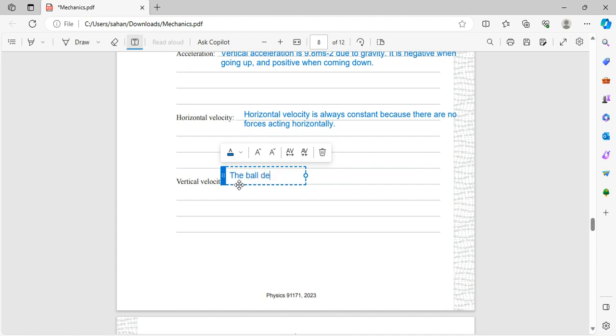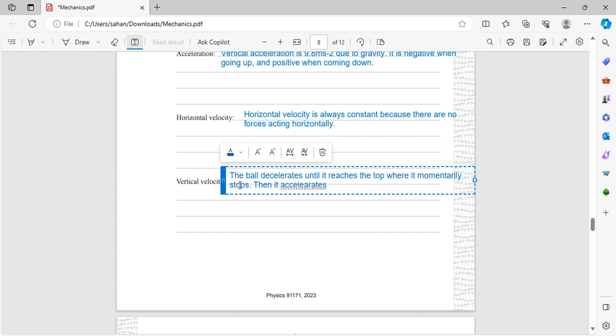The ball decelerates until it reaches the top, where it momentarily stops. Then it accelerates back down, reaches the same initial velocity as before, and then it hits the ground, I guess.